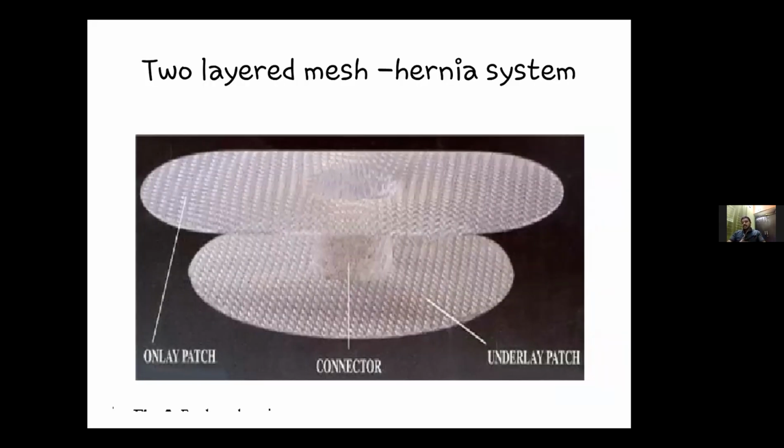And there are certain other meshes called two-layered mesh or hernia system. This kind of mesh can be placed below the fascia transversalis, that is underlay patch, and above the fascia transversalis, that is onlay patch.